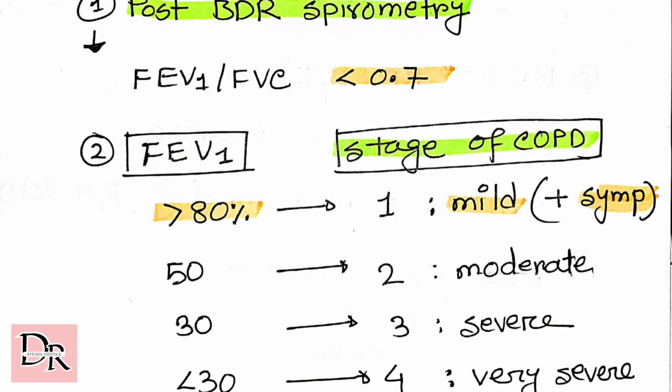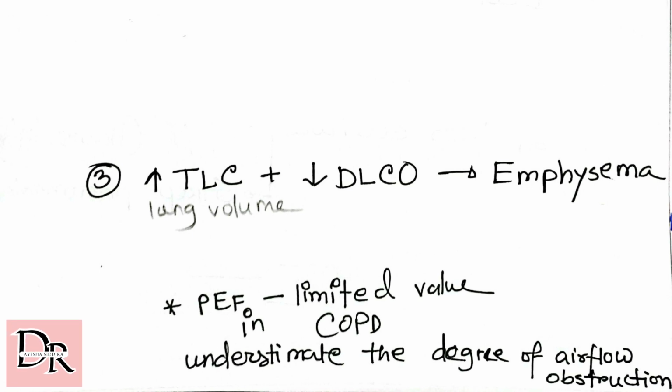So we can remember it as 80, 50, 30: more than 80 is mild, 50 to 79 is moderate, 30 to 49 is severe, and less than 30 is very severe. And in emphysema, total lung capacity or lung volume will be increased and transfer factor will be reduced. Peak expiratory flow has limited value in COPD because it can underestimate the degree of airflow obstruction.